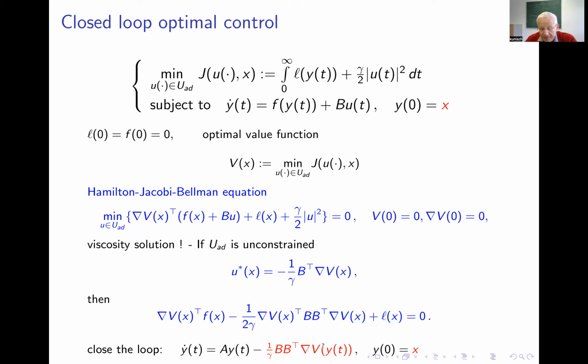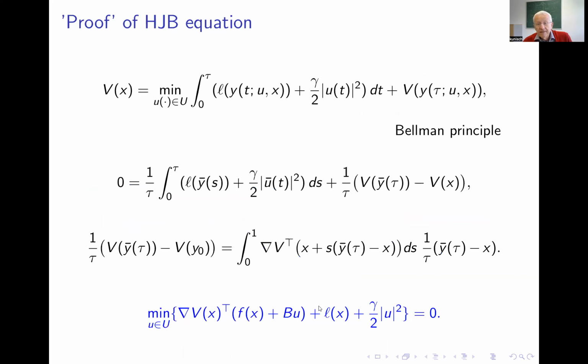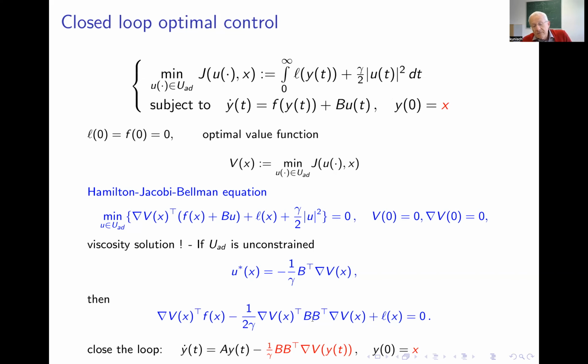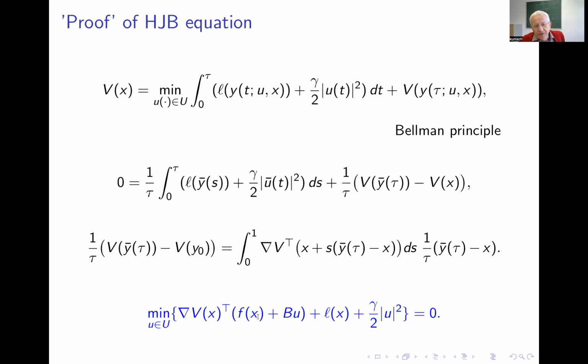If we only have V, then we have a closed loop formula. The trouble is that the derivation of this HJB equation is not too difficult. That at least the ad hoc choice: you just use the Bellman principle. So instead of going over the infinite horizon in time, you go from 0 to some tau, and then you continue from tau to infinity. So this equality is known as the Bellman principle.